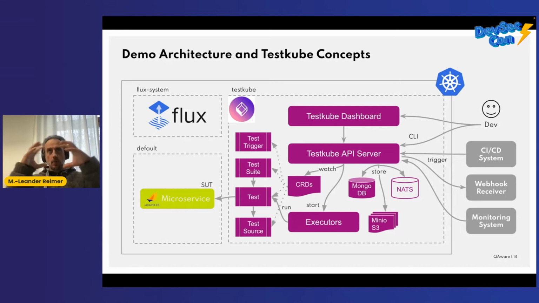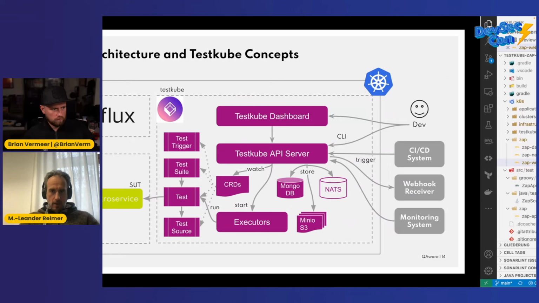So a test is kind of the smallest bit. A test can reference test sources. A test source is something like a Git repository, for example. You have test suites. Test suites aggregate individual tests, and you have test triggers that are then the glue: whenever a deployment changes, then run the following test. So let's dive into the demo a bit more.